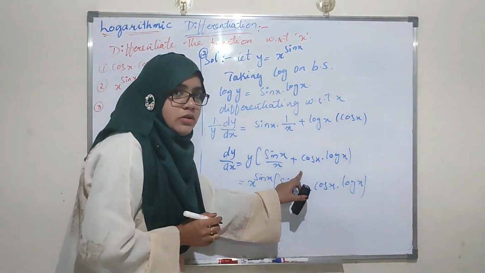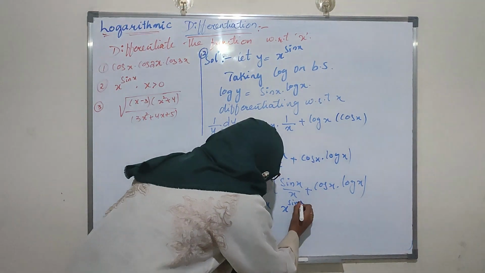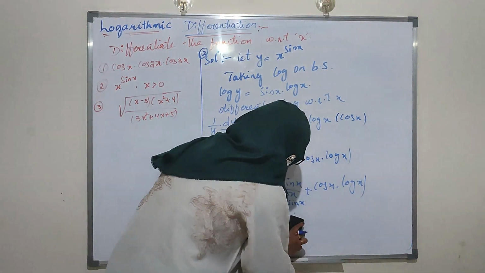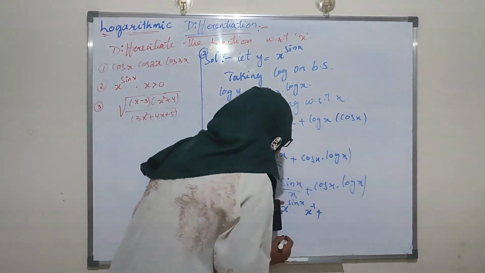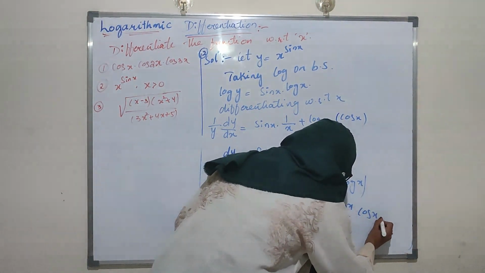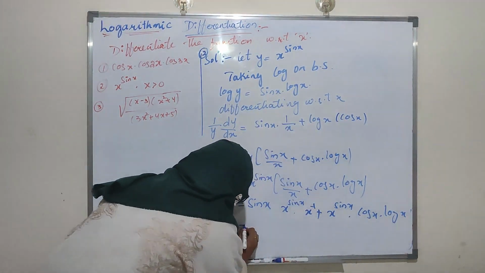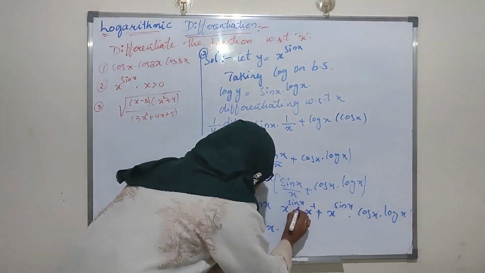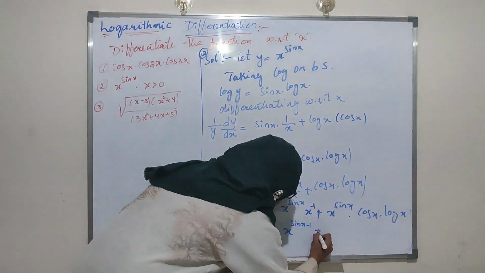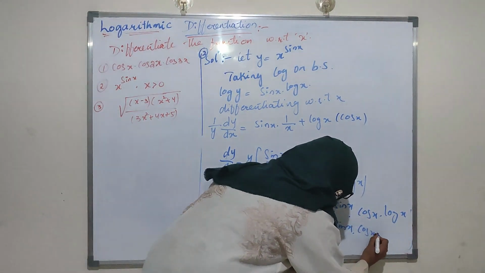Keep sin x as it is. I am taking this x in the numerator, then it will become x raised to minus 1. So sin x into x raised to minus 1, plus x raised to sin x into cos x into log x. So sin x into x raised to sin x minus 1, plus x raised to sin x into cos x log x.